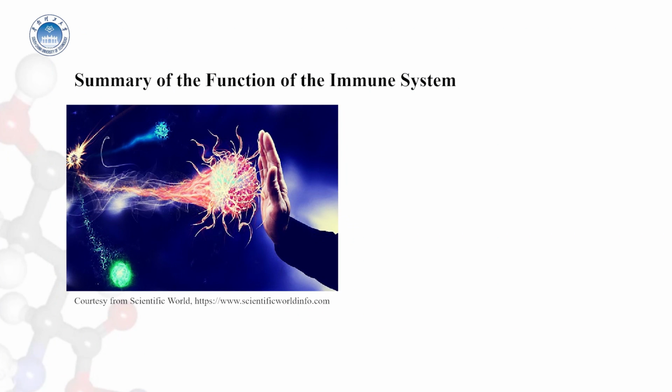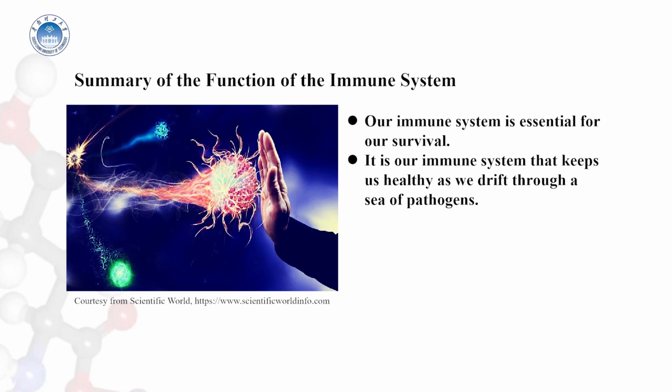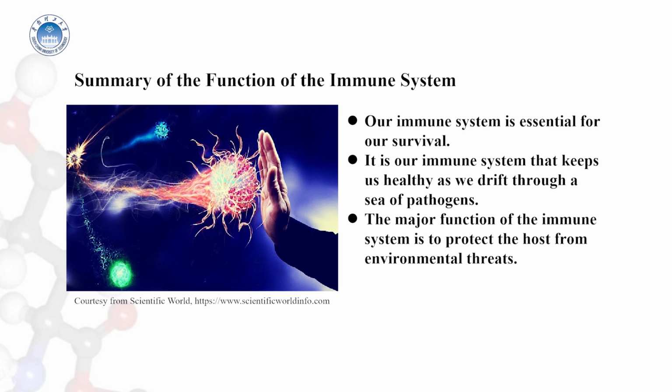Here is a summary of the function of our immune system. Our immune system is essential for our survival. Without the immune system, our bodies would be open to attack from bacteria, viruses, parasites, and more. It is our immune system that keeps us healthy as we drift through a sea of pathogens. The major function of the immune system is to protect the host from environmental agents such as microbes and chemicals, thereby preserving the integrity of our body.